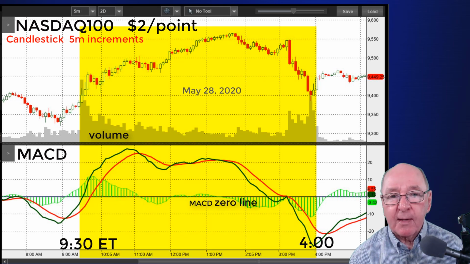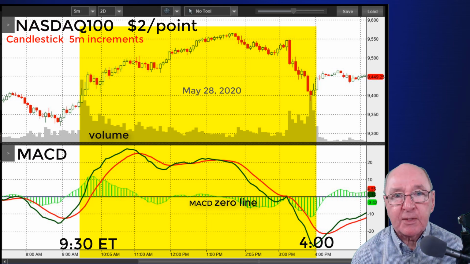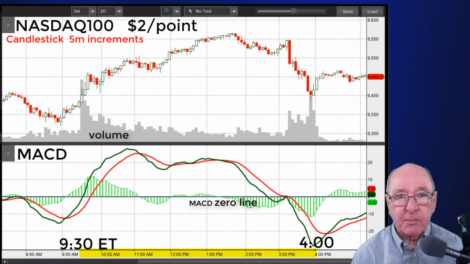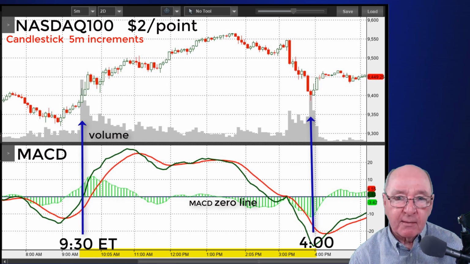You can see between 9:30 a.m. and 4 p.m., that's Eastern Time, called the day session, and this is the NASDAQ100, my standard setup, with 5-minute increment candlesticks and the MACD trade signal indicator. You can see the volume at 9:30 and at 4 o'clock is higher. That's the vertical gray bars in the middle there.